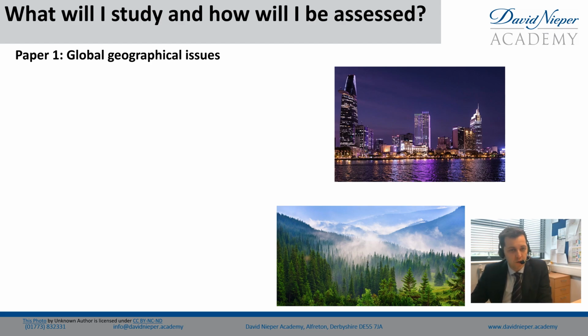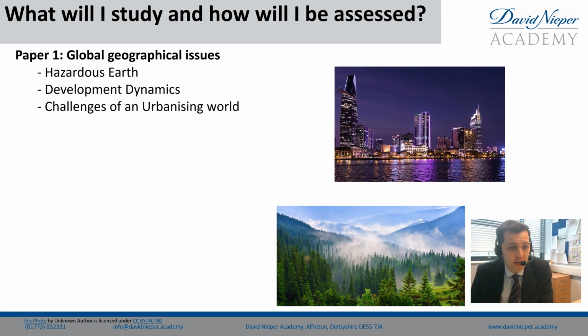Now, in terms of the actual content, paper 1 looks at global geographical issues. So in Hazardous Earth, we think about global warming and climate change. We ask questions around earthquakes, volcanoes, and tsunamis. And we also consider climatic hazards as well, so the role that tropical cyclones play in managing natural processes.